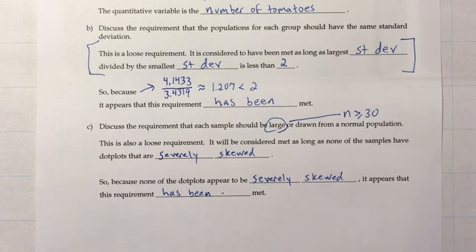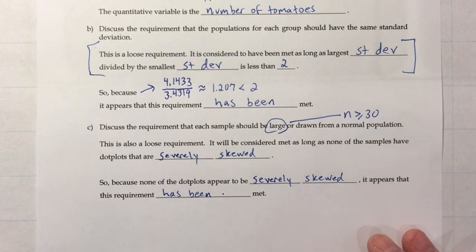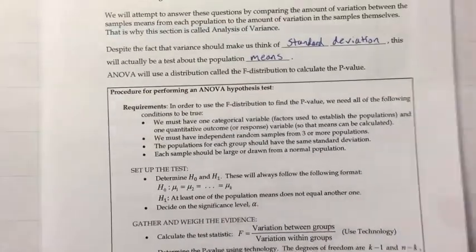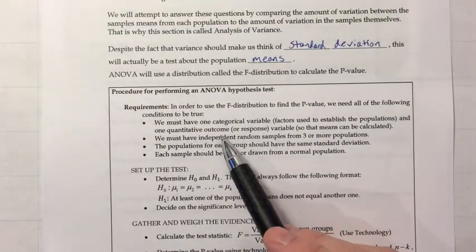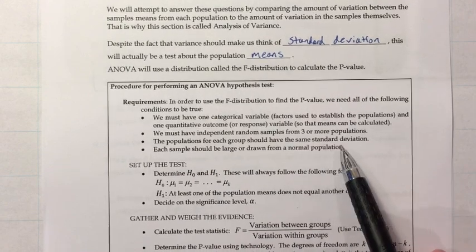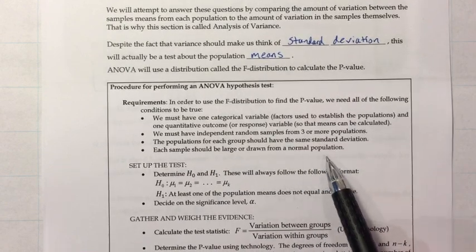So it has been met. And let's just go check back at the list of requirements and see if we covered it all. So we have the categorical variable and the quantitative one. We have done the loose requirement for the same standard deviation, the same with for normal populations.